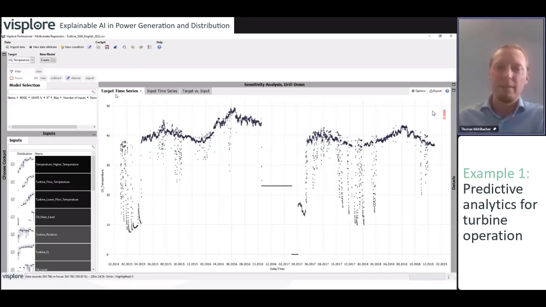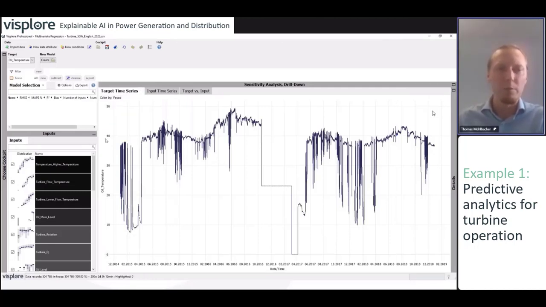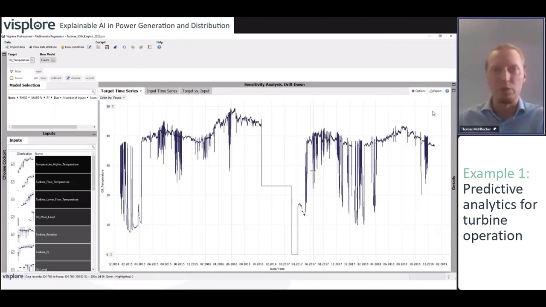Let's begin by looking at the target time series, the oil temperature that you've just seen before. This is the oil temperature that you want to model during normal operation. Please ignore the plots on the left side for now. Let's not focus here. So we have 4 years of data here. Not all of it is normal operation, and therefore not all of it is useful for modeling.